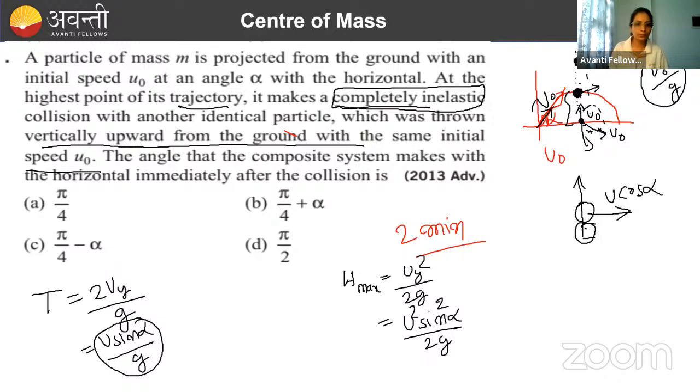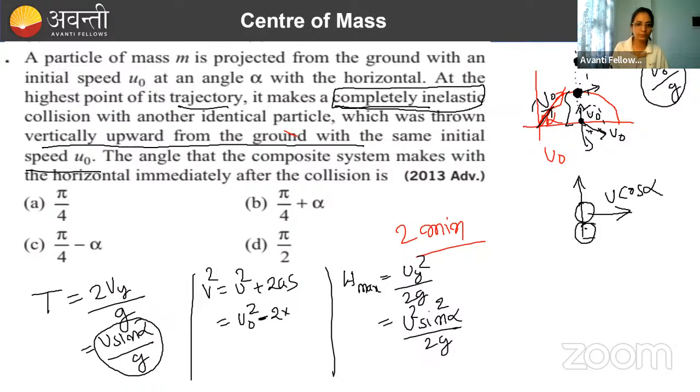Now what will be its velocity? So let's calculate the velocity. How will you be calculating that? So v square equals u square plus 2as. u square is how much? u naught square. Acceleration due to gravity is in the downward direction, so minus 2g into s. What value will you put for s? u square sin square alpha by 2g. So 2g will cancel, right? Yes. So this is what you are going to get: u naught square into 1 minus sin square alpha. So that is equal to cos square alpha.